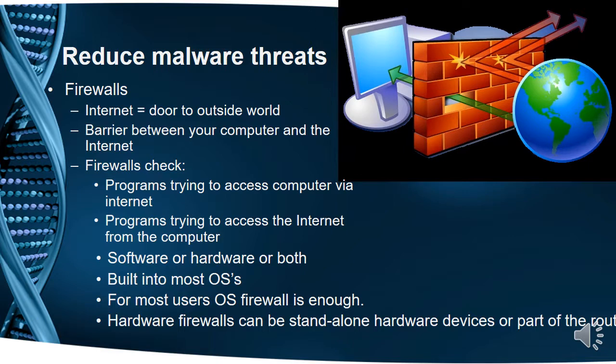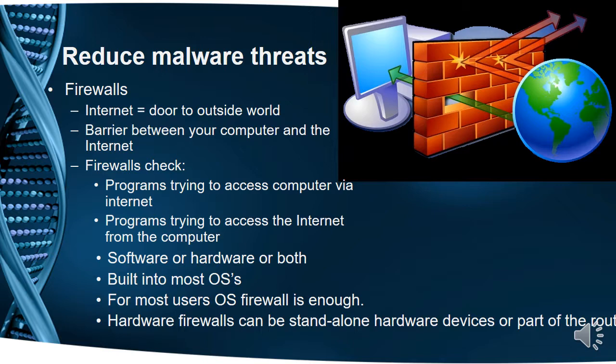A firewall is a piece of software. It could be hardware too, on a network, and it is a barrier between your computer and the internet. So as the picture shows, it prevents unauthorized access from the internet into your computer and also from your computer through to the internet. Firewalls check the programs which are trying to access your computer via the internet, and programs trying to access the internet from your computer. A firewall can be software only, installed on your computer, or it could be hardware.